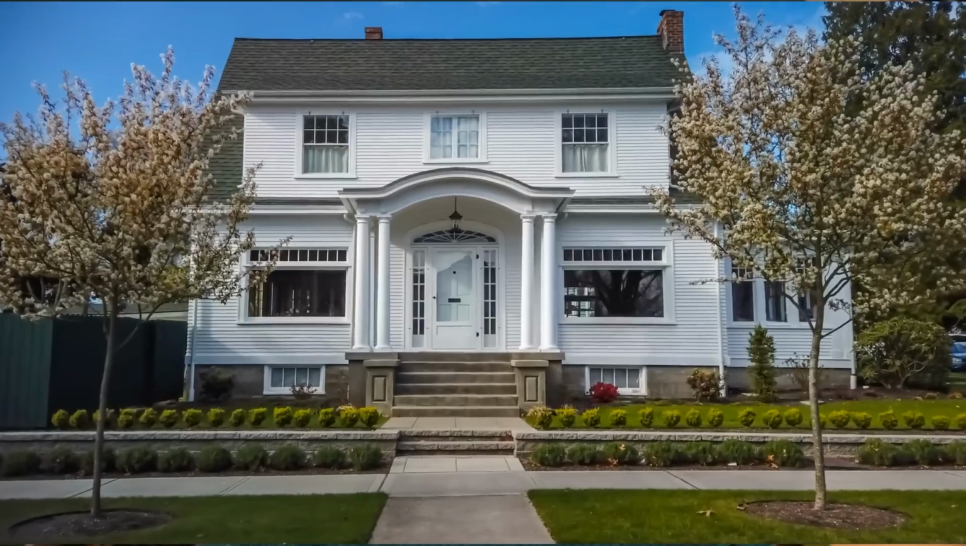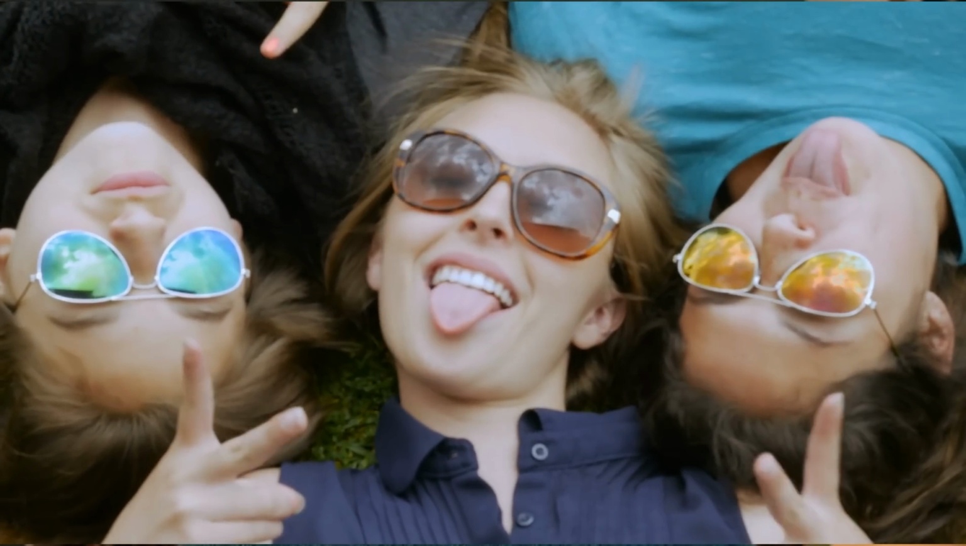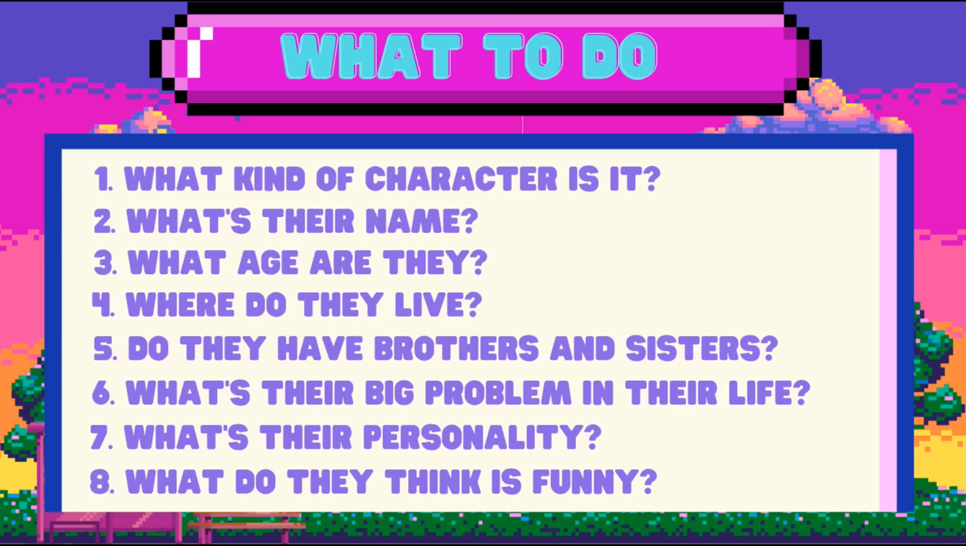Now just write a tiny bit about them. Where do they live? What's their family like? What's their big problem in their life when the story begins? What kind of personality do they have? What's their sense of humor? Just write a little bit about the character. And then we're going to dive in a little bit deeper. We're going to draw them and do some other things. Pause me now and write that paragraph.